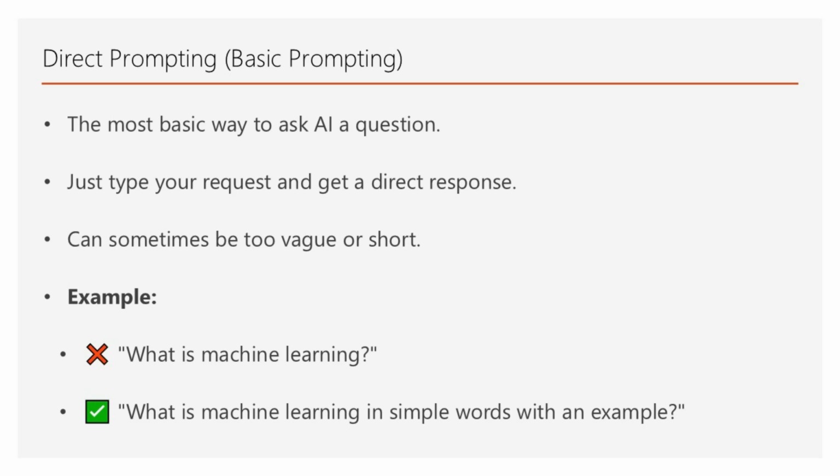Direct prompting is the simplest way to ask AI a question. But if your question is too vague, the answer might not be what you expected. Instead, try to add details to guide the response.